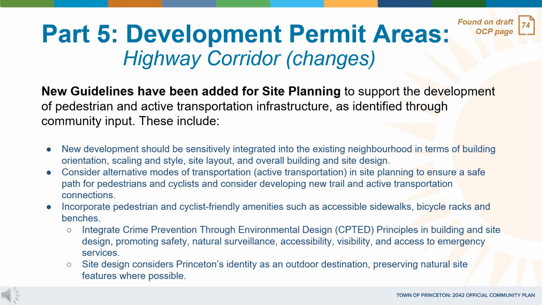That alternative modes of transportation should be considered in site planning to ensure a safe path for pedestrians and cyclists, and consider developing new trail and active transportation connections. That pedestrian and cyclist-friendly amenities should be incorporated into design. This includes integrating CPTED, crime prevention through environmental design principles, in building and site design, promoting safety, natural surveillance, accessibility, visibility, and access to emergency services. And site design should consider Princeton's identity as an outdoor destination, preserving natural site features where possible.